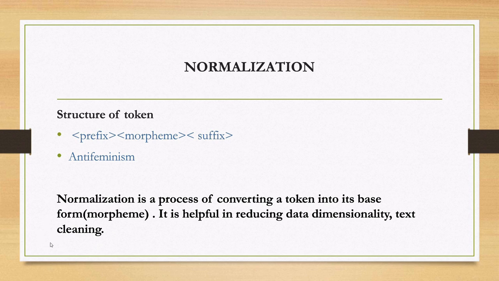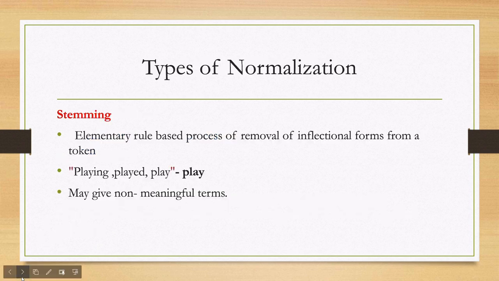Now let us discuss the types of normalization. Two popular methods of normalization are stemming and lemmatization. Stemming is an elementary rule-based process for removing inflectional forms from a token, and the output will be the stem of the word, like played, playing, all will become play because it is the stem of the word. It may sometimes give non-meaningful terms, like in the case of running, it will give runn, which is not meaningful.